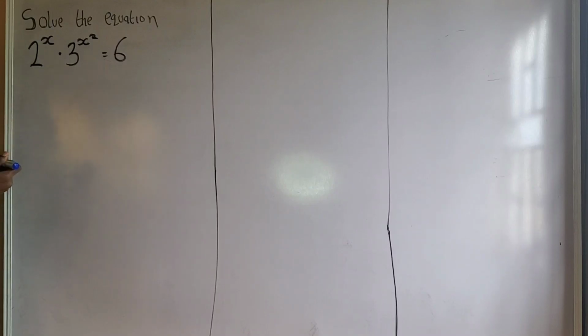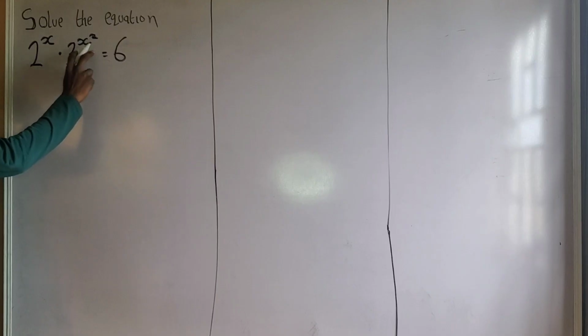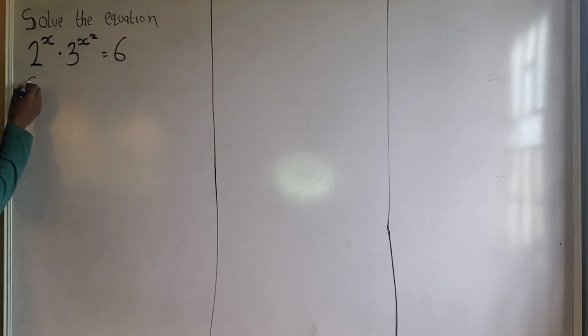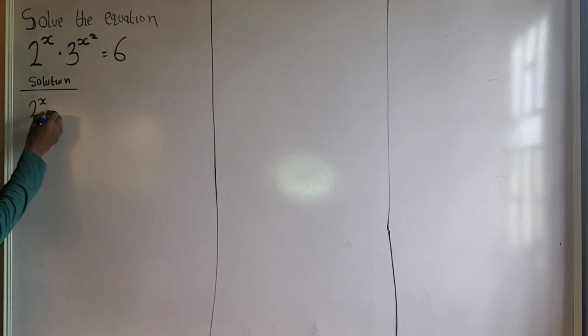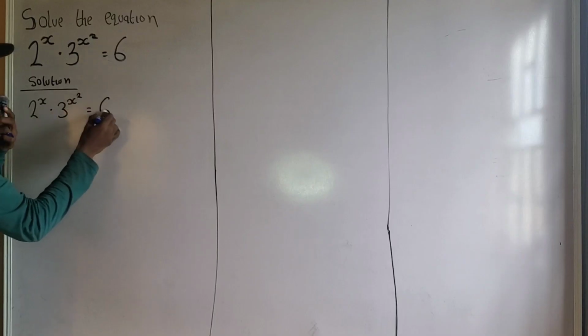Now, the first thing I would like you to take note of is that there are two values of x that satisfy this equation. Are you getting it? Because the highest power of the exponent of x is 2. So let's start the solution. I'm going to have 2 raised to the power of x multiplied by 3 raised to the power of x squared equals 6.